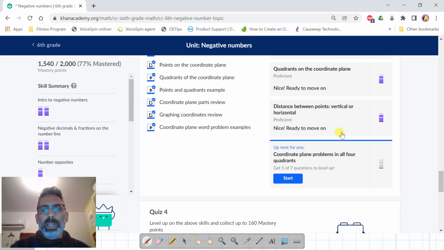Okay. So in the next video I will do this practice, coordinate plane problems in all 4 quadrants. See you.